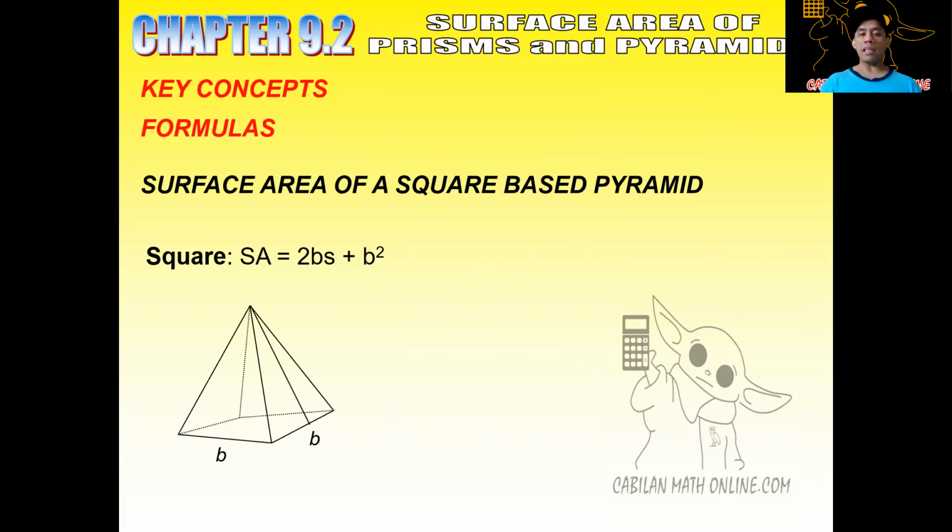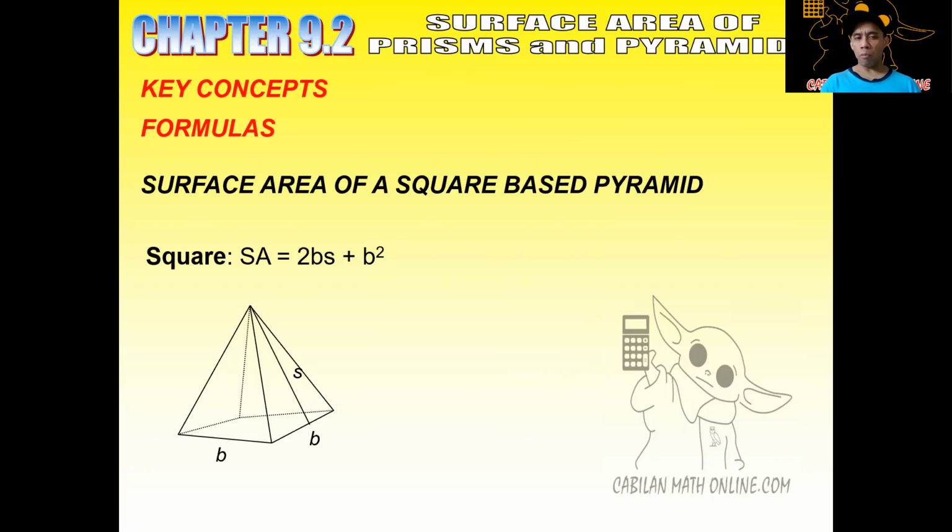Now, when we're looking at the faces of the triangle here, what we would have are four faces that are equal. So when we're looking at the S here, this is now referring to what's called the slant height, which is the height of one of the faces of the triangle. So please don't confuse this with the height that's in the middle.